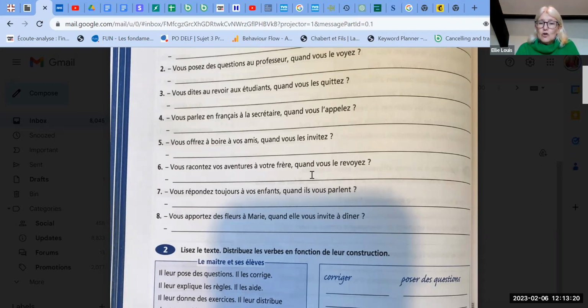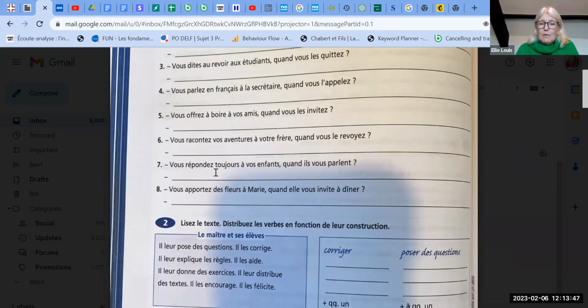Okay, so quand je le revois, je lui raconte mes aventures. Because there's only one of the brother. The adventures are plural, but there's only one of the brother. So quand je le revois, when I see him, je lui raconte mes aventures. Good. Okay, number 7. Vous répondez toujours à vos enfants.